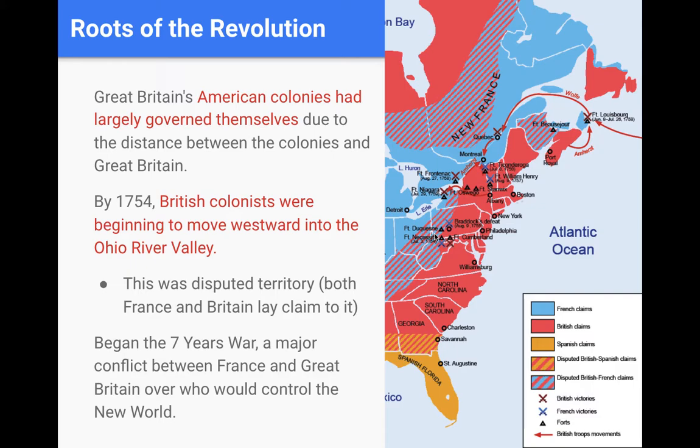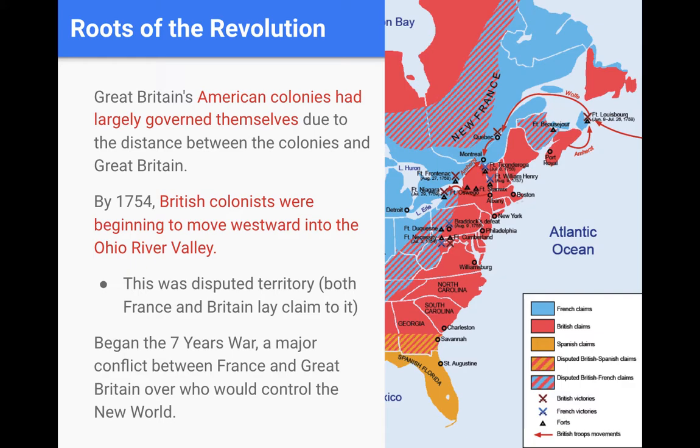And we have a war that gets fought over this called the 7 Years' War. Okay, we call it the 7 Years' War because it lasts about 7 years. Probably a lot of you remember this as the French and Indian War. That's what we refer to it as more in the United States, but in Britain they refer to it as the 7 Years' War. Okay? And it's a conflict between France and Great Britain over who's going to control the New World. Who is going to be the nation that is getting all of these colonies?